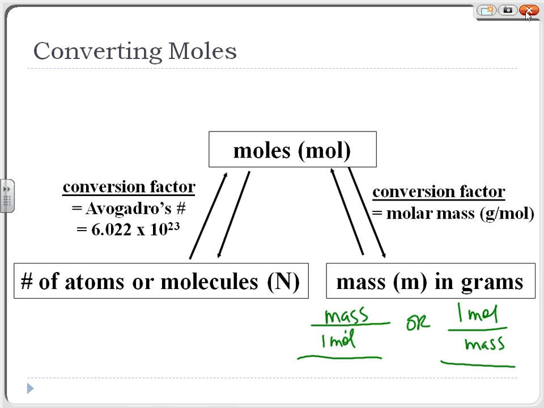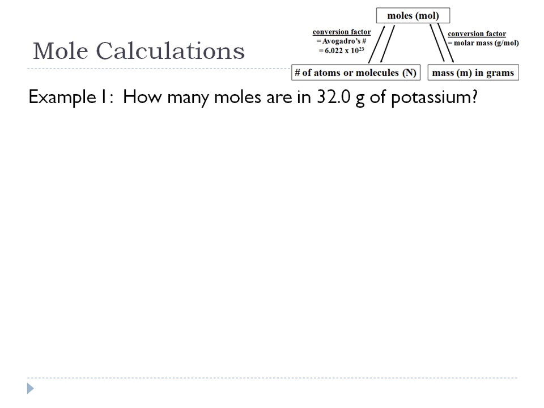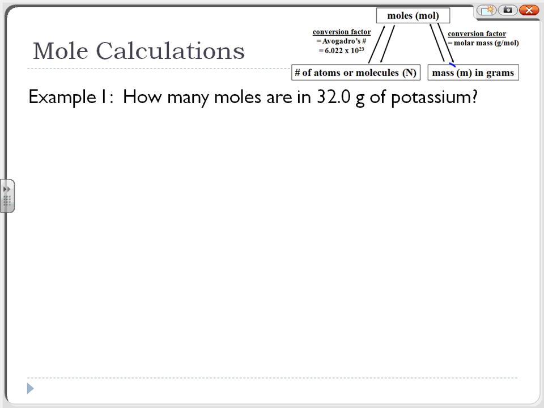So let's do some examples so that you can see how this works. This picture here is actually going to appear on the rest of the slides. Here's example number 1. How many moles are in 32 grams of potassium? I have a mass of potassium, and the question is asking me to find the number of moles. So the conversion factor here is going to be your molar mass. Let's follow the steps that I've been giving you in the videos to see if we can solve this really easily.